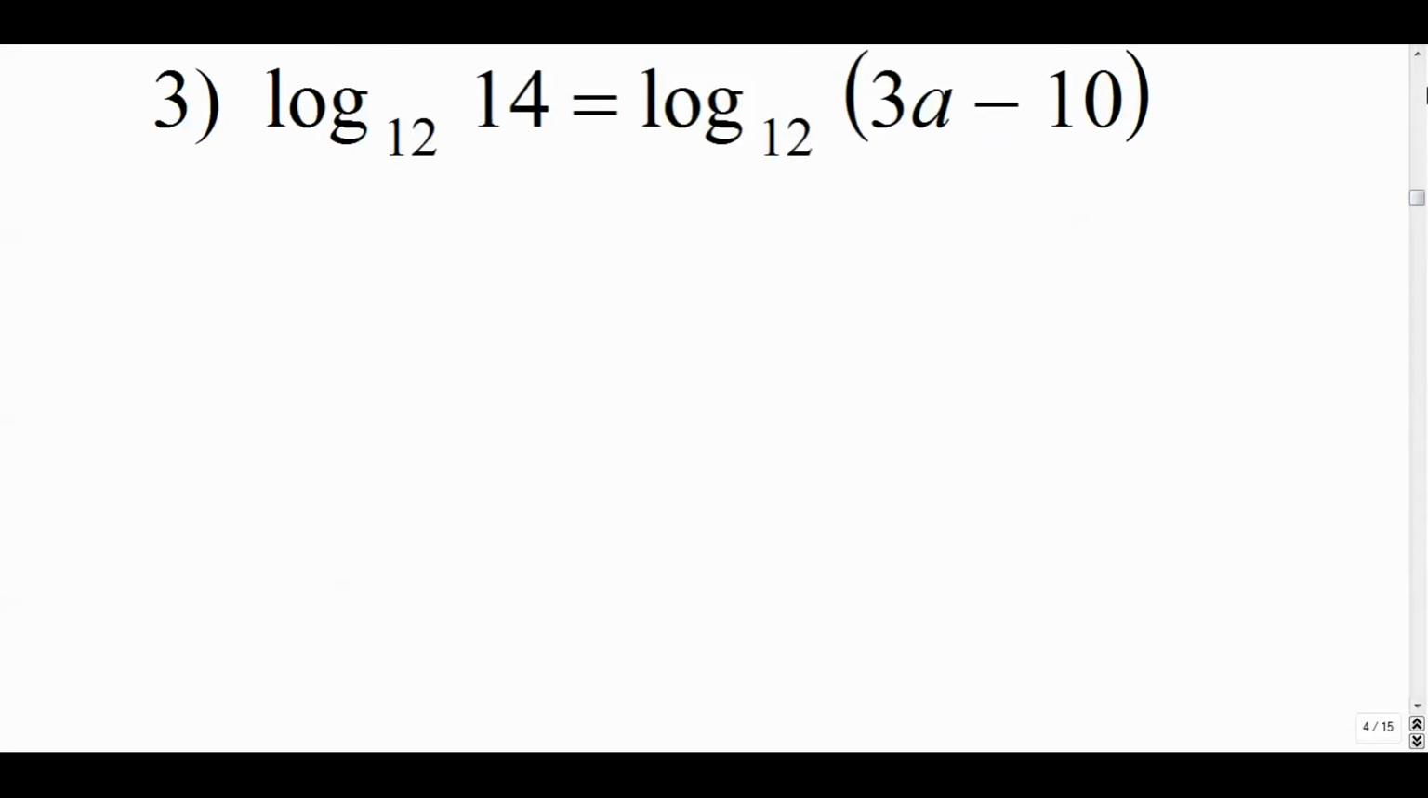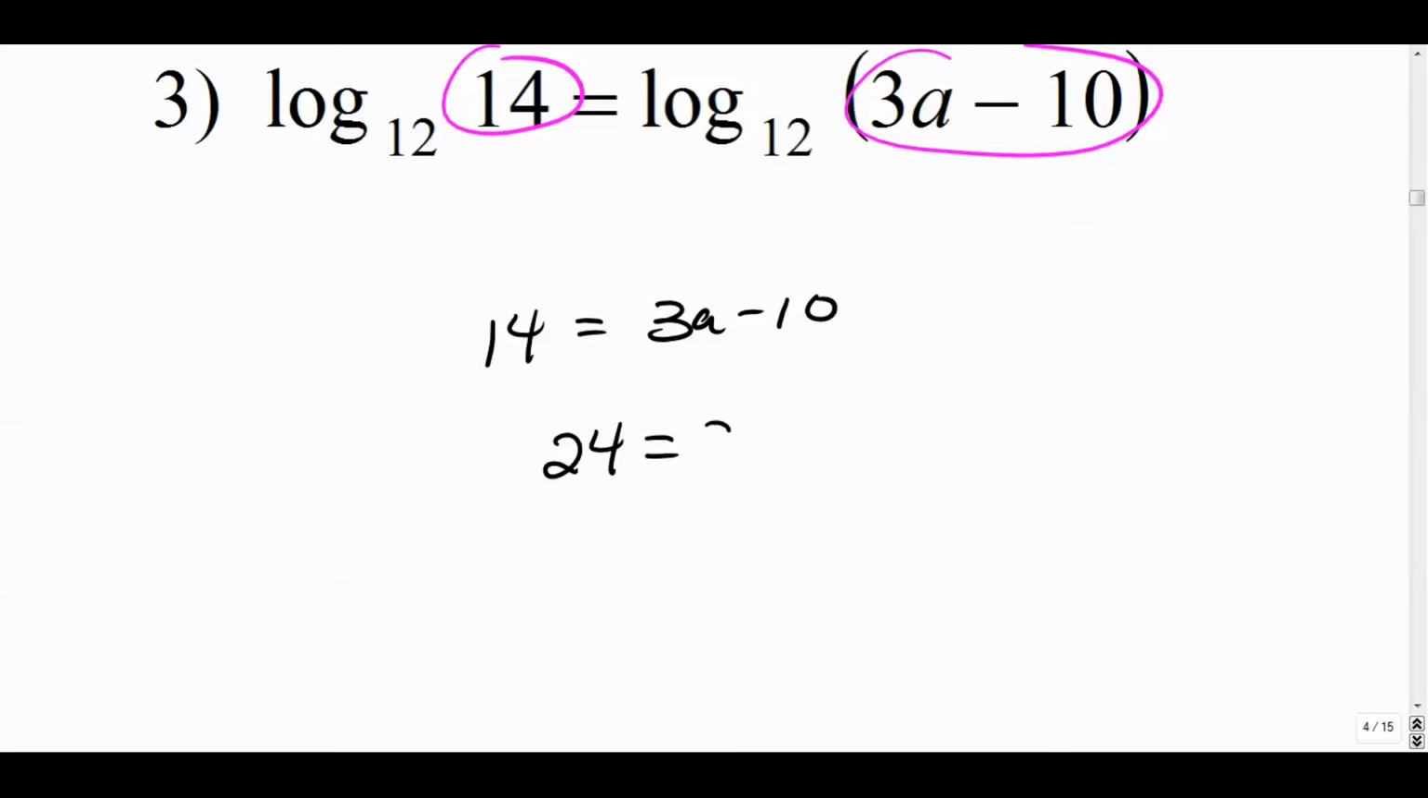Number 3. Here we're going to use our one-to-one. I can see that log base 12 and log base 12. So I'm going to simply set 14 equal to 3a minus 10. So I'm utilizing my one-to-one property. So 24 equals 3a. A is 8.